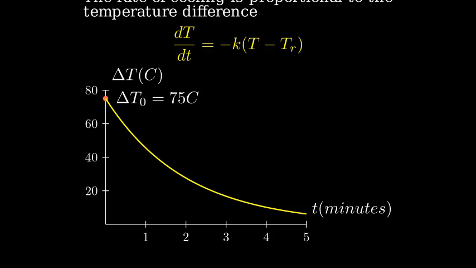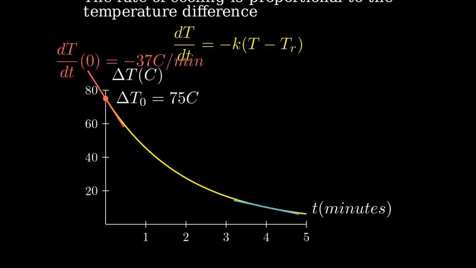The steepness of this curve at any point represents the rate of cooling. Notice that the curve is steepest at the beginning, when the temperature difference is largest. As the coffee approaches room temperature, the rate of cooling becomes slower and slower. Let's look at some specific points in time.